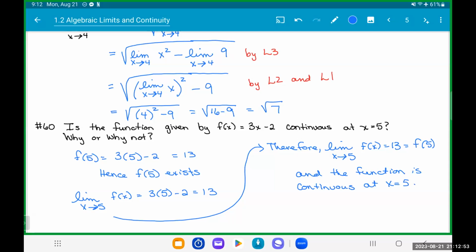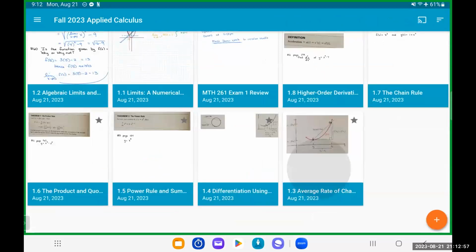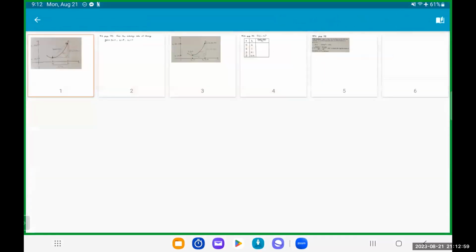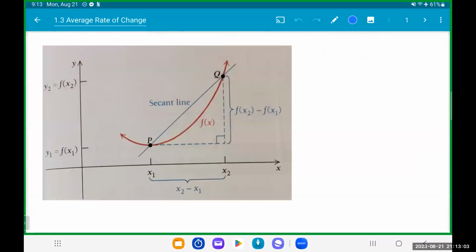All right, so that is all of this section, and we have one more section to cover for this evening. For this one, section 3, this begins on page 127 in your textbook. In this section, we're going to compute an average rate of change. You could think of rate of change as a ratio of two quantities.